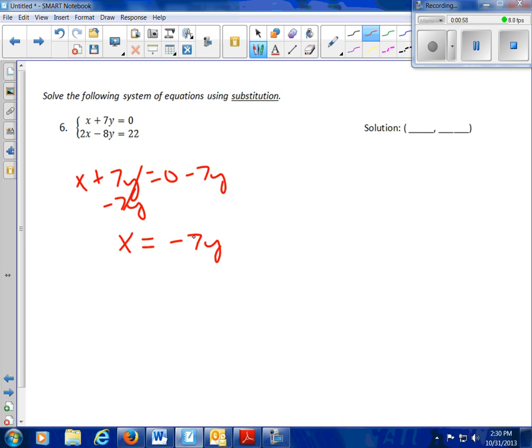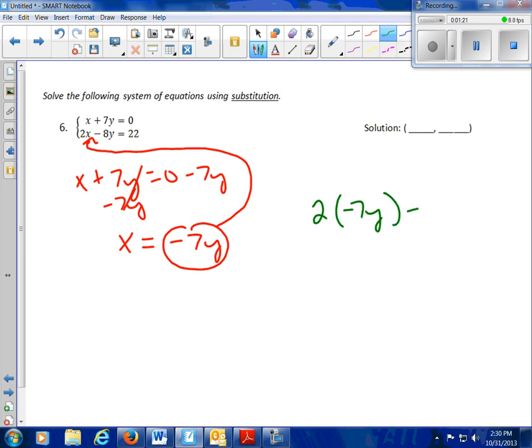If I know that, what I can do is take x out of the other equation that I did not use, so the second equation in this case. I can replace x with negative 7y. And what that'll allow me to do is, I'll take 2x, so x is now negative 7y, minus 8y equals 22. That will allow me to have an equation with just y in it, so I can now solve for y.